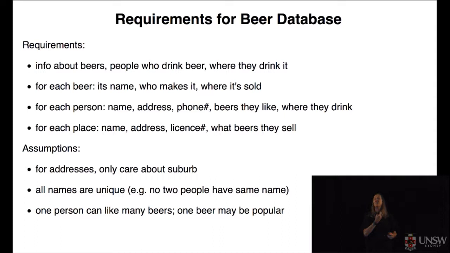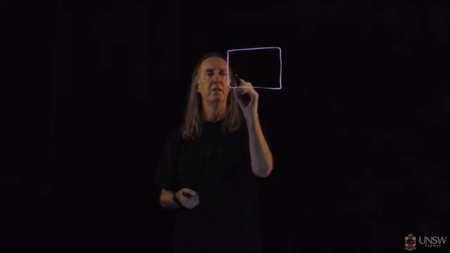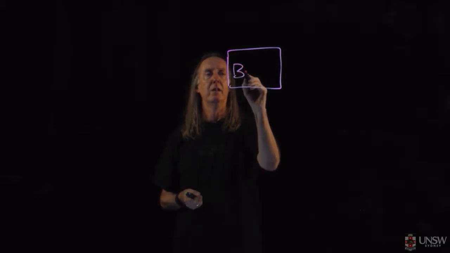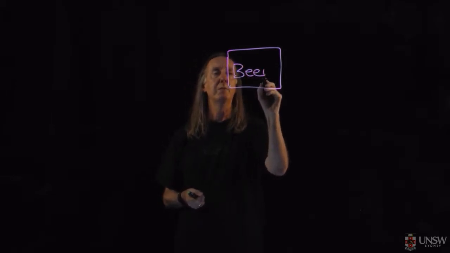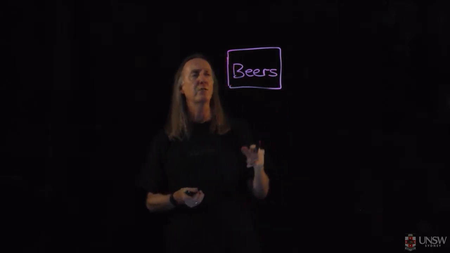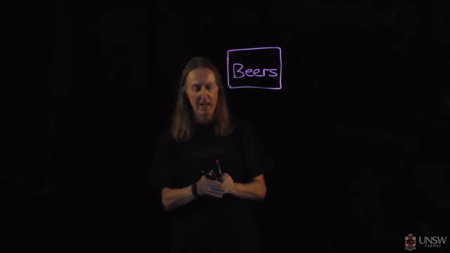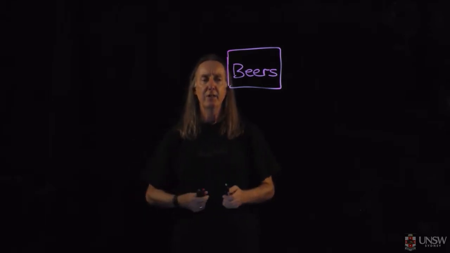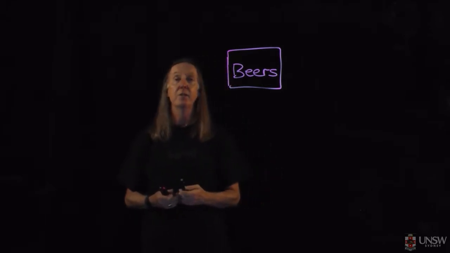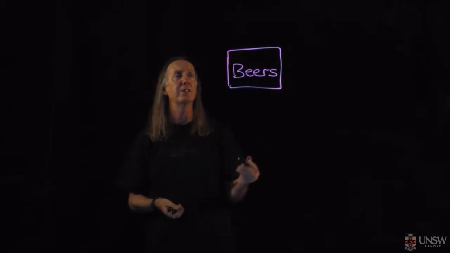So let's get started on trying to put together some entities for the system. Okay, so an obvious entity that we can talk about is beers. Now, entities, remember, are drawn in rectangles, and in this particular exercise I'll be drawing them in pink. And entities have a bunch of attributes associated with them which capture the properties of those entities.